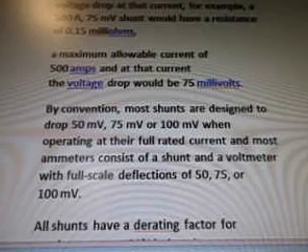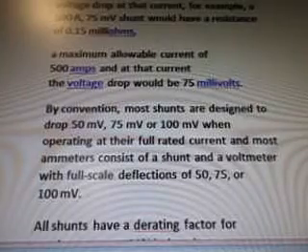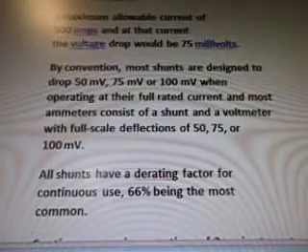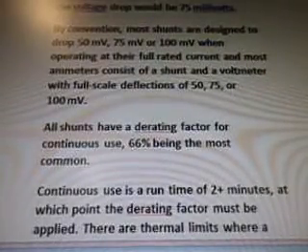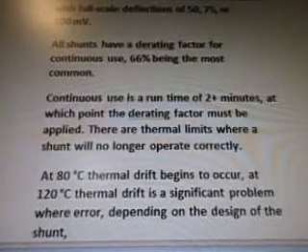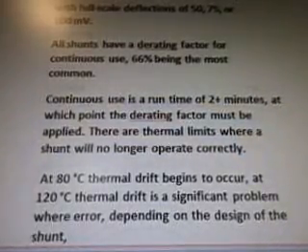By convention, most shunts are designed to drop 50 mV, 75 mV, or 100 mV when operating at their full rated current, and most ammeters consist of a shunt and a voltmeter with a full-scale deflection of 50, 75, or 100 mV. All shunts have a derating factor for continuous use, 66% being the most common. Continuous use is a runtime of 2+ minutes, at which point the derating factor must be applied.